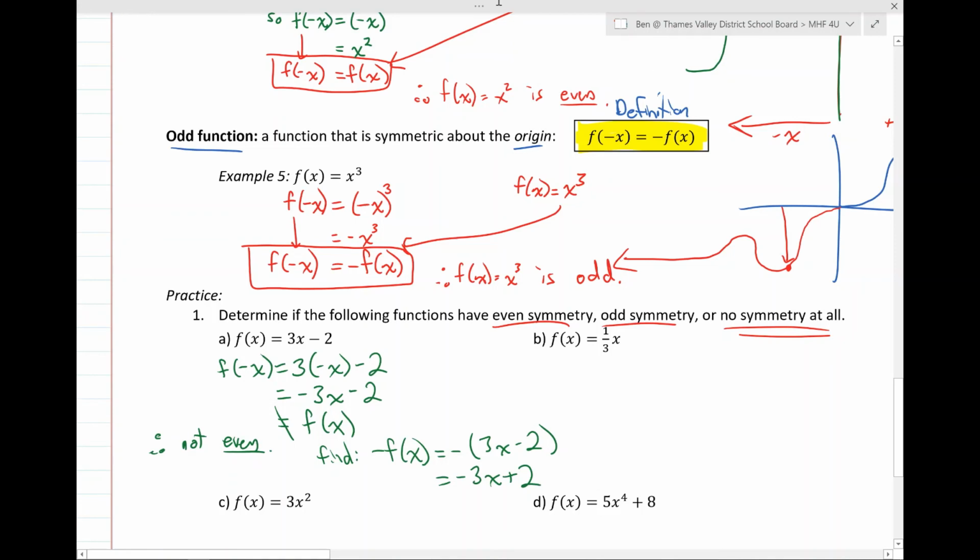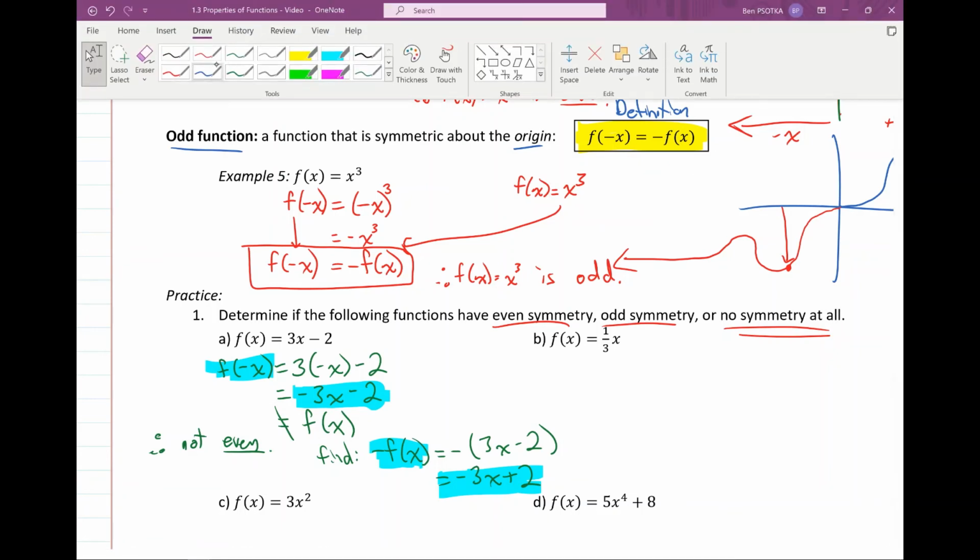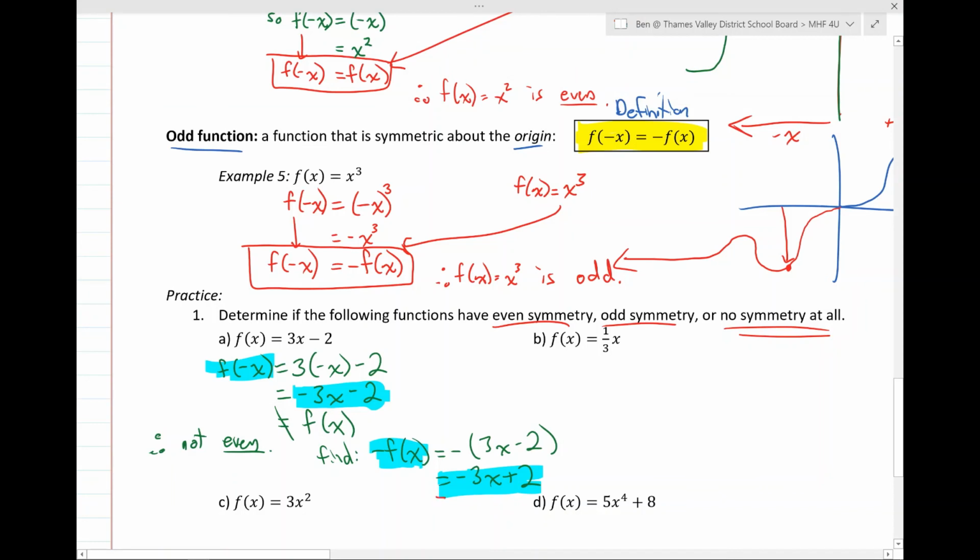Now, we're asking ourselves, does this negative 3x plus 2, which is my negative f of x, equal f of negative x? Because these are both sides of the definition. Are they equal? No, they're not. One of them has a positive 2, the other has a negative 2. So this does not equal f of negative x, and therefore there is no symmetry.